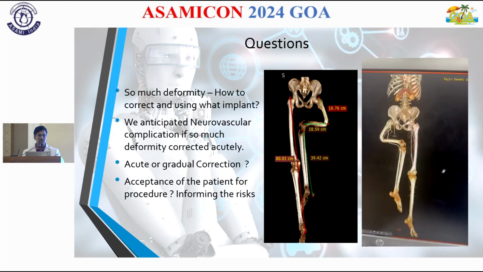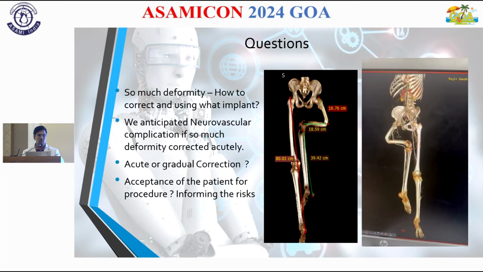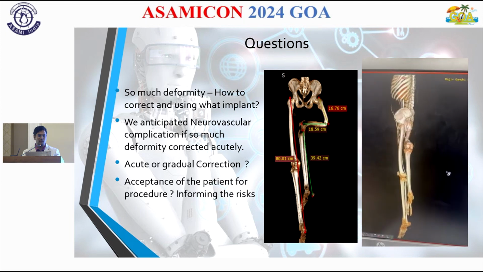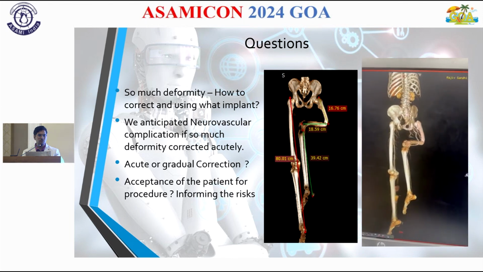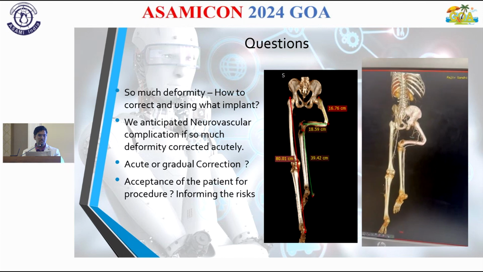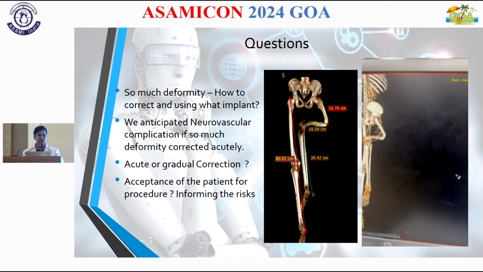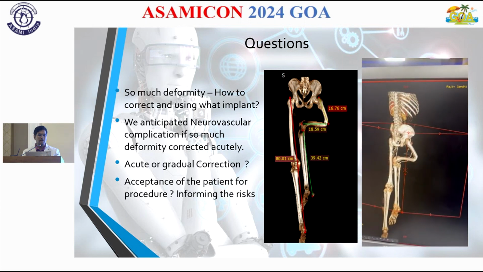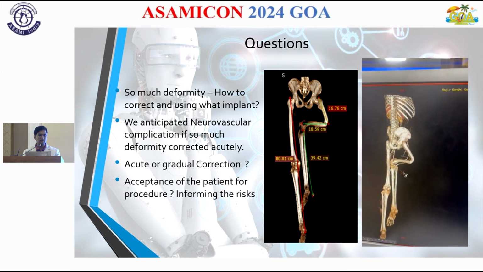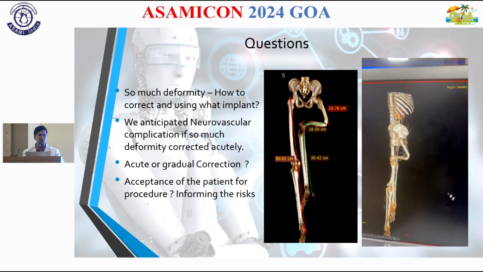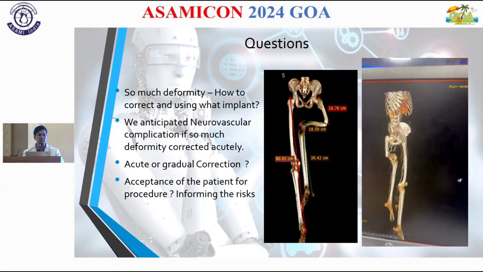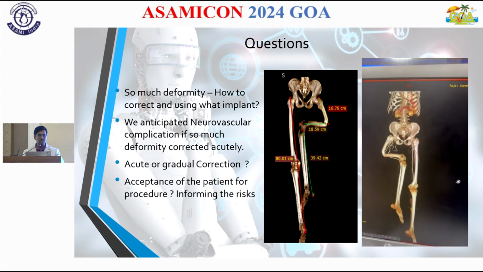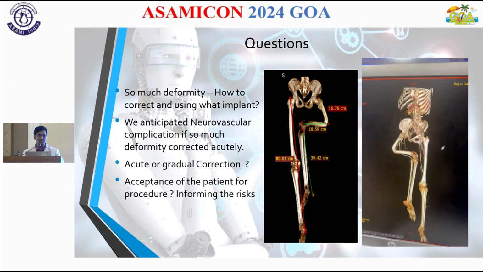So the questions running through the mind for this case are: how much deformity is there and how to correct it, and what implant should be used. We can also anticipate neurovascular injury if we correct it acutely. So whether to do a gradual or acute correction, and most important, the acceptance of the patient. If you are going to apply an external fixator, it is going to be a long process, and will the patient be able to withstand this condition with surgery?